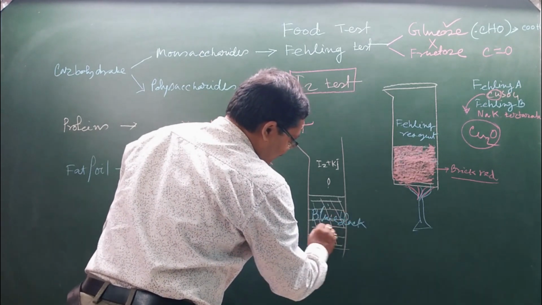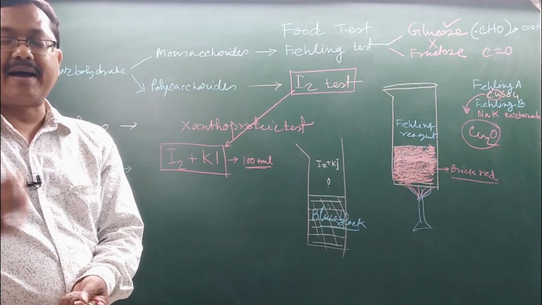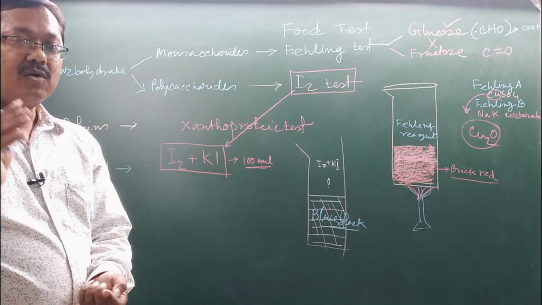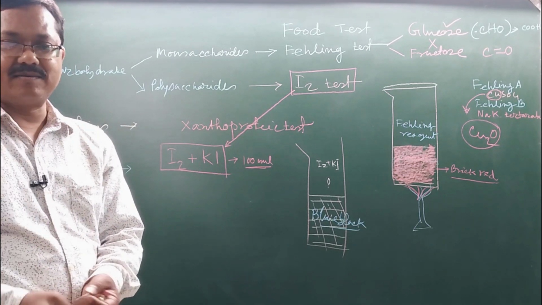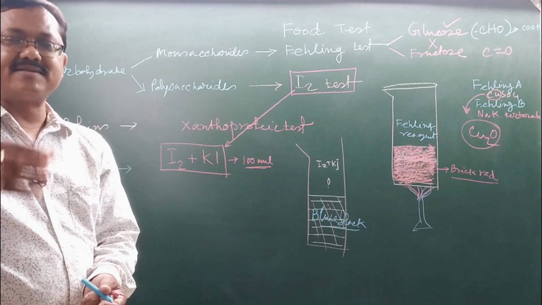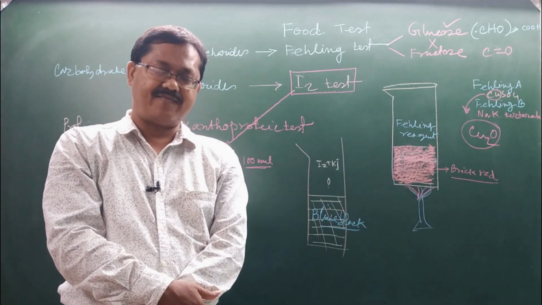Blue black color. This is the main identifying property for the test of starch. Suppose you take a bread. Bread is the main component of starch. The main constituent of the bread is starch.